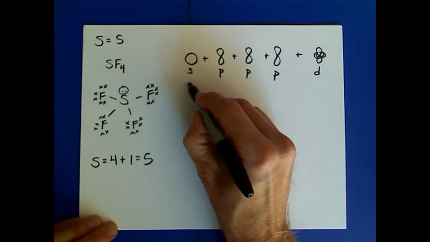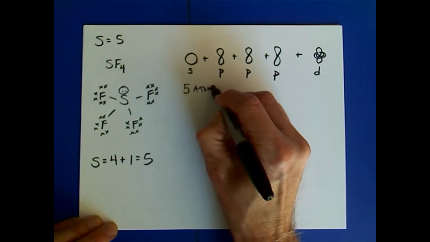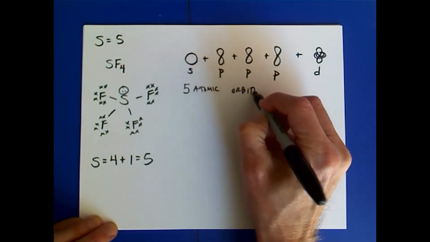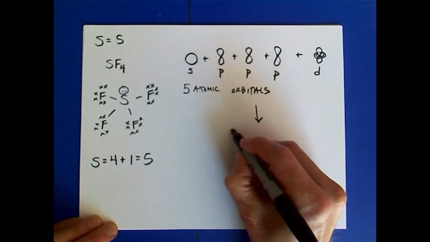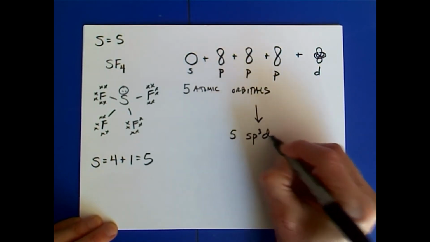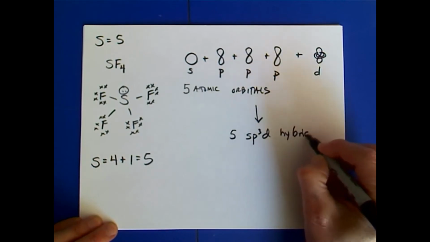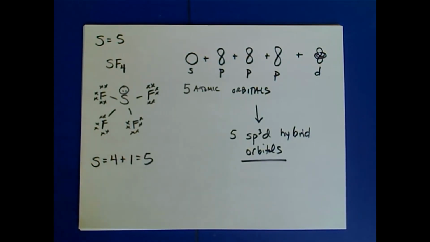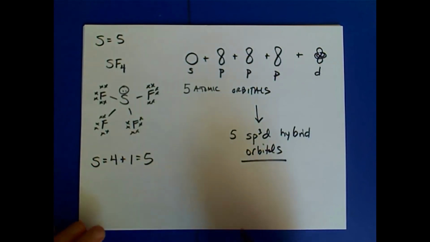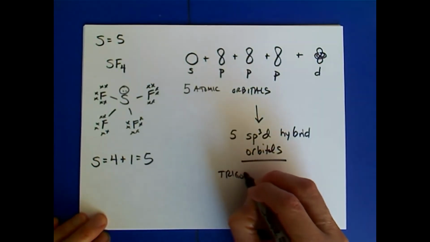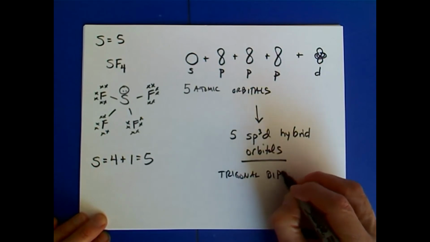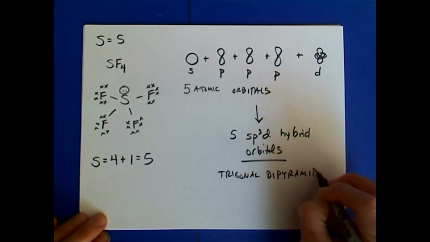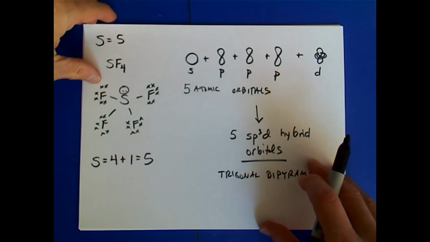And we take those 5 atomic orbitals, and we add them together. We're going to get 5 sp3d hybrid orbitals. And those 5 hybrid orbitals are going to point to the corners of a trigonal bipyramid. And I'm going to do my best to draw that here. Let's try that on a new sheet of paper.